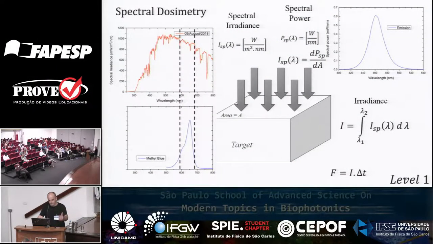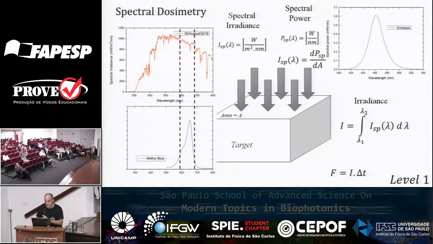If you go to another level, if you want to introduce spectral information, you can introduce a dosimetry that they name spectral dosimetry. So you use your spectral radiance, you use your spectral power, and what you can do is not only the total spectral radiance of the sun. If you are conducting an experiment with methylene blue, for example, in the sun, you cannot integrate all the spectral radiance measure and give this irradiance as the correct irradiance that you are interacting with your photosensitizers. You must collect only the spectral range where the methylene blue is absorbing. Then one possibility is to integrate only a spectral range and then use this irradiance to calculate your fluence.